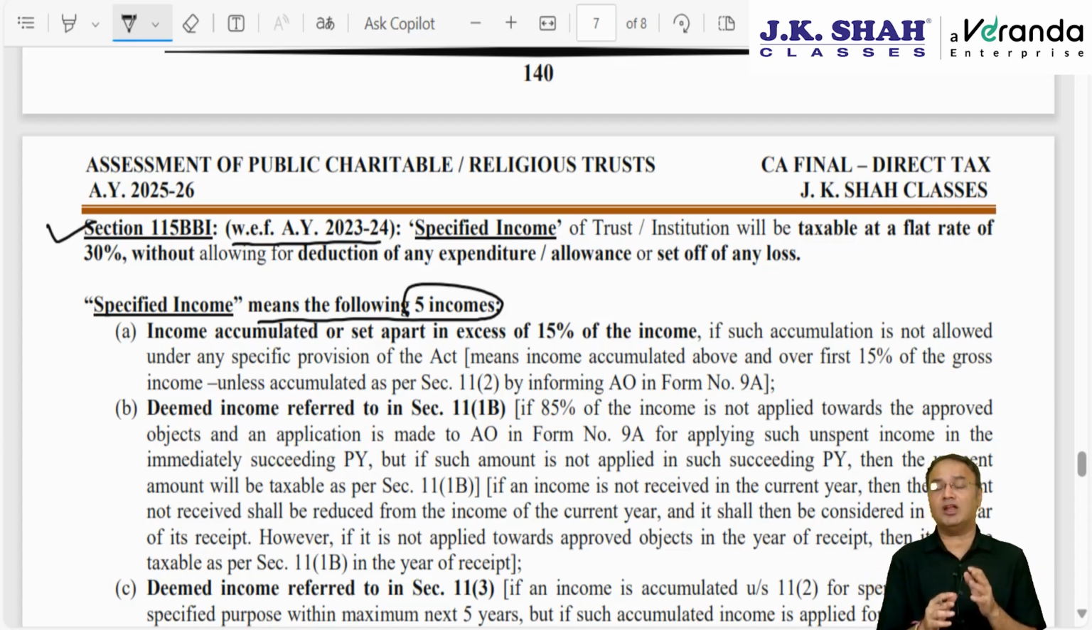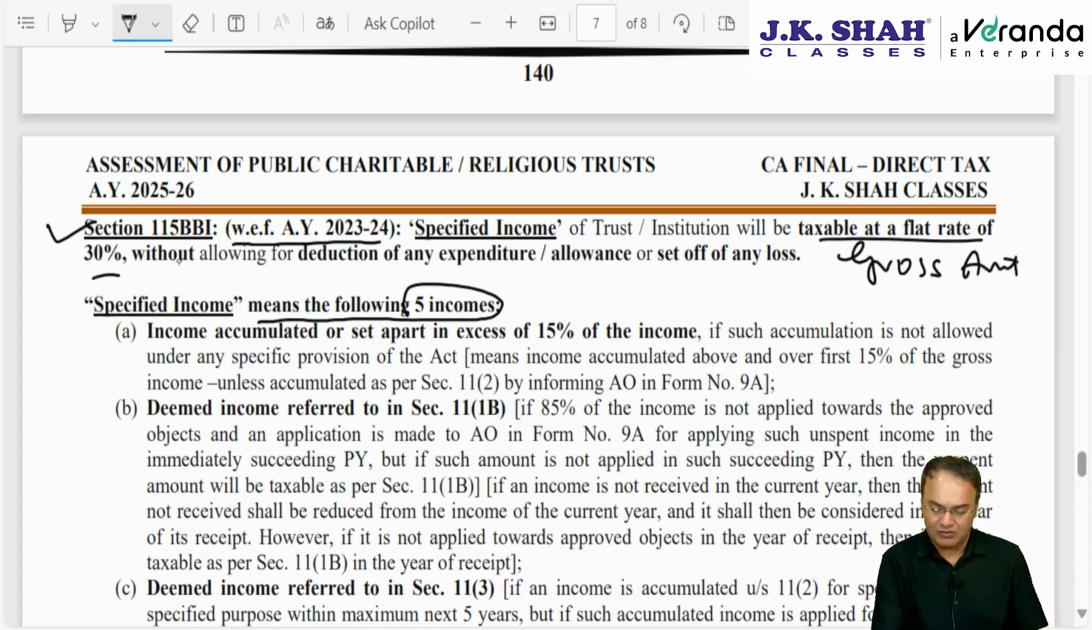And let me remind you once again that here no deduction will be allowed for any expenditure or any allowance or any set off of loss. Nothing would be allowed. Gross amount will be taxable. Gross amount will be taxable at a flat rate of 30% without allowing deduction of any expenditure, allowance or any set off of any loss.